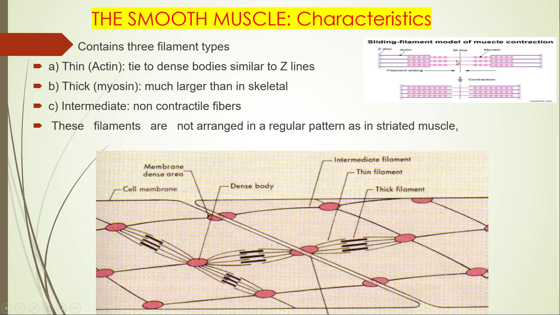After one sarcomere, the next starts in the same regular fashion. But in smooth muscle the dense bodies, actin and myosin are scattered in the cell. Some of the dense bodies are attached to the cell membrane, others are scattered inside the cell, and attaching them is the actin, and in between them are the myosin filaments.